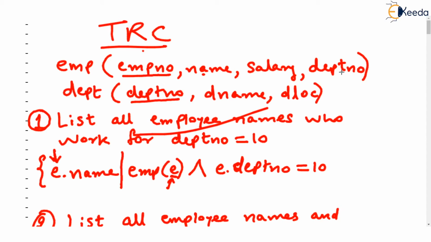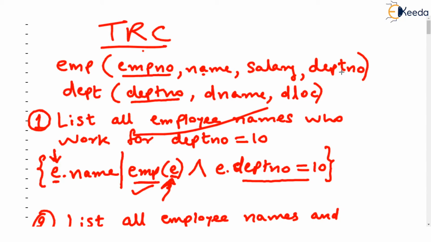Now just imagine this tuple variable e goes to the first tuple of EMP and the department in which that first employee works is 20. Then although this e here is a tuple of EMP, this condition is true, but this condition is false because the department in which the first employee works is 20. Hence, the name of the first employee will not be displayed.